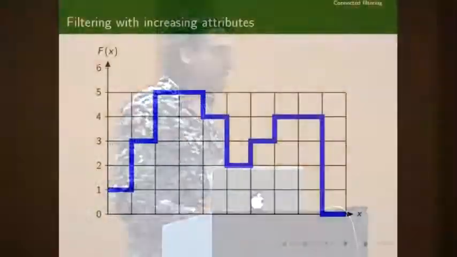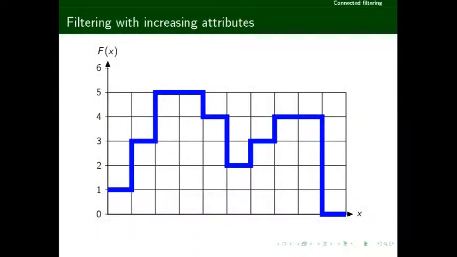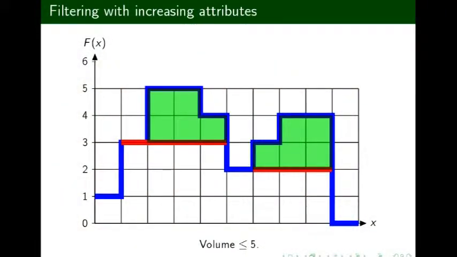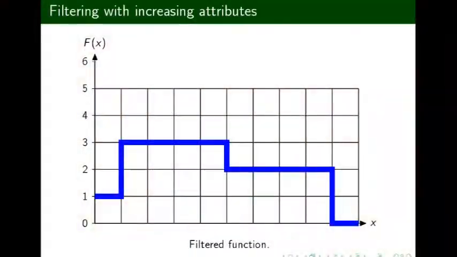If you have an increasing attribute, it's easy to filter. Why? Because it amounts to removing the components you don't want. For example, if you want to remove every connected component with a volume lower than 5, you have 2 here for this component, here 3, 2 plus 3 is 5. You will remove this one and this one also. So it's easy, you just remove the connected component from the tree.